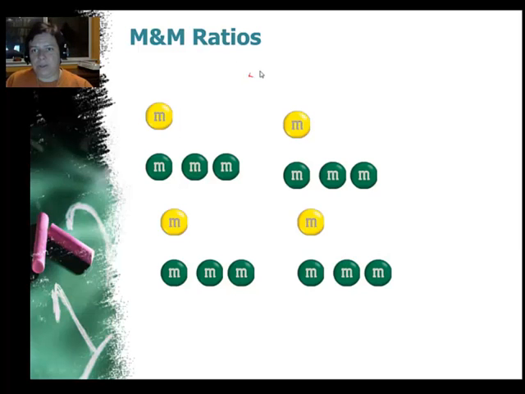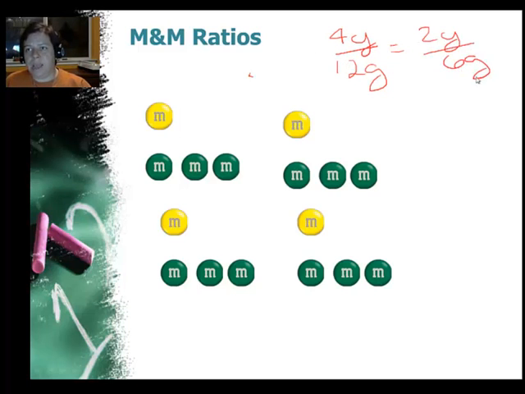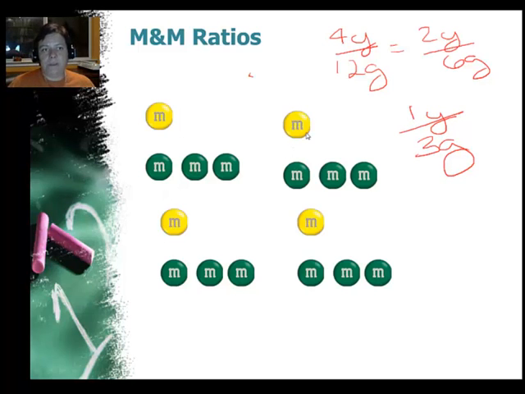So initially when I started this, I started out with 4 yellow to 12 green. I divided each one in half, and I simplified it to 2 yellow to 6 green. Then I found out, oh, that's still the same as 1 yellow to 3 green. So both values changed in the same way. Now, there are some different types.